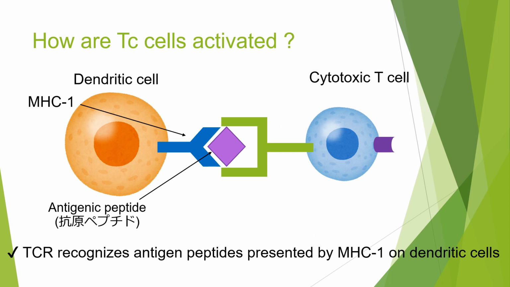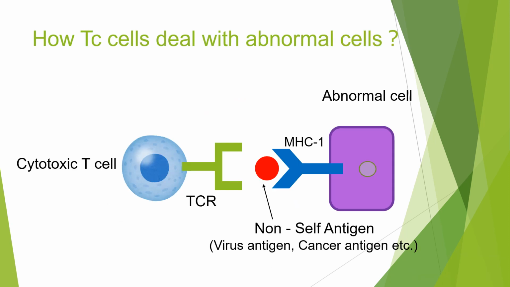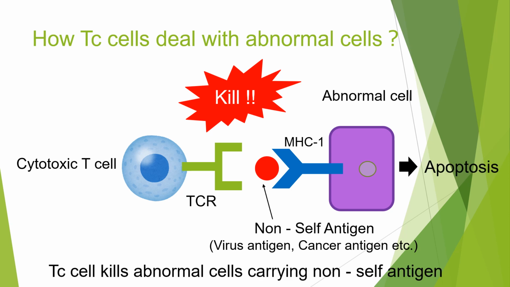TCR recognizes antigenic peptides presented by MHC class I on dendritic cells. TC cells also need co-stimulatory signals for activation. When the abnormal cells present non-self antigens, TC cells react quickly to kill the abnormal cells. TC cells lead the abnormal cells to apoptosis through various approaches.